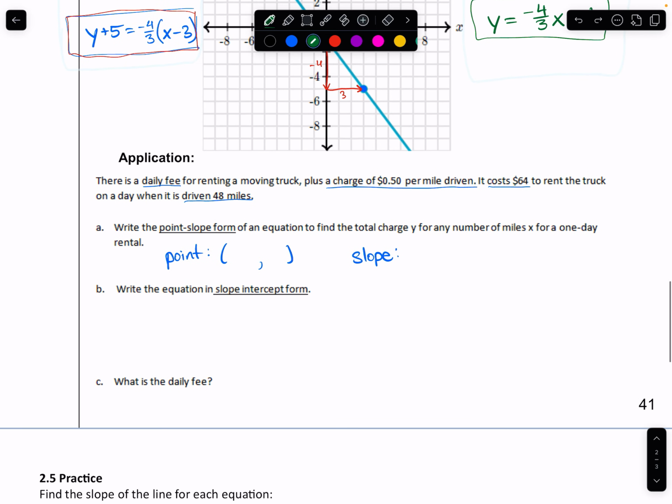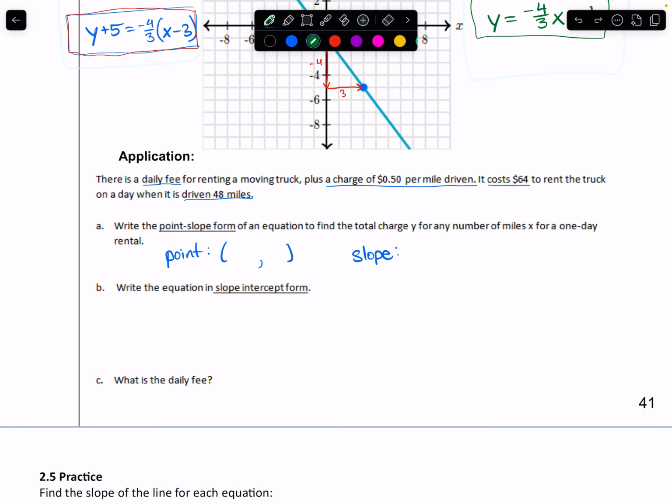All right, and the last thing for this lesson is the application problem. I went ahead and underlined some important information. So it says that there's a daily fee for renting a moving truck plus a charge of 50 cents per mile driven. It costs $64 to rent the truck on a day when it was driven 48 miles. So they ask us to write the point slope form of an equation to find the total charge, and they give you some more information here.